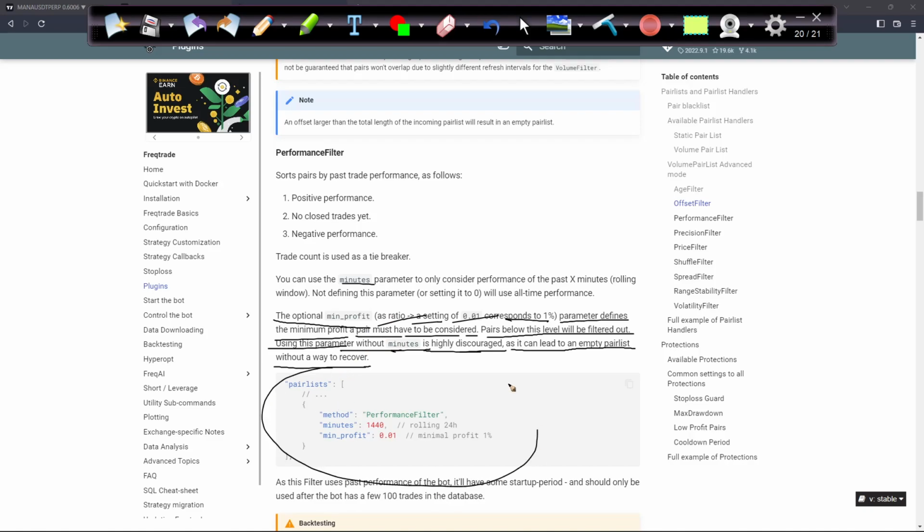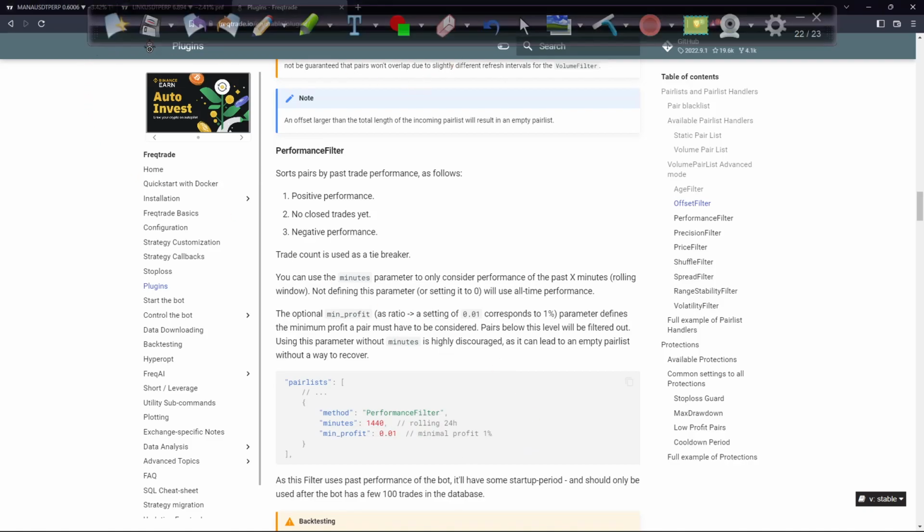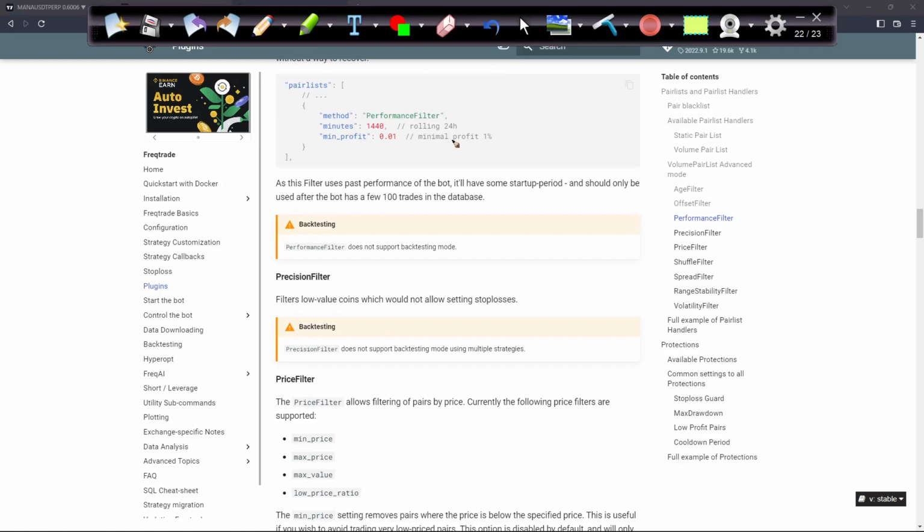So this is an example of a performance filter. What we're doing here is defining the method as performance filter, and then minutes is a rolling 24 hours, and then minimum profit is 1%. So we want to select all the coin pairs for which the minimum profit is 1%, and that's what we want to trade for the day. Okay, that's the performance filter.